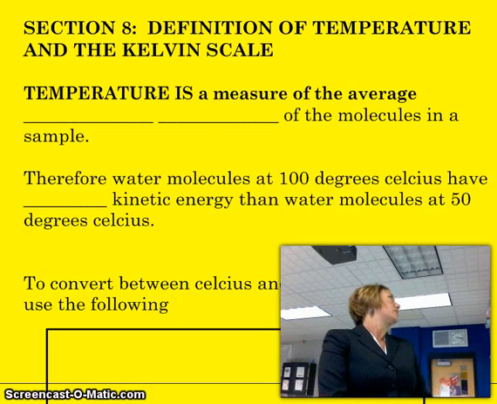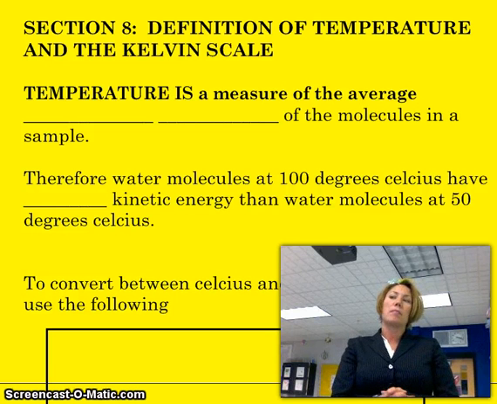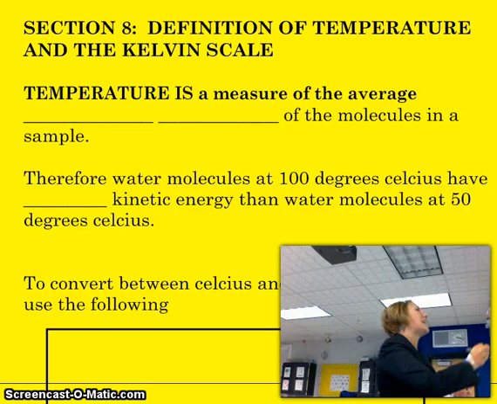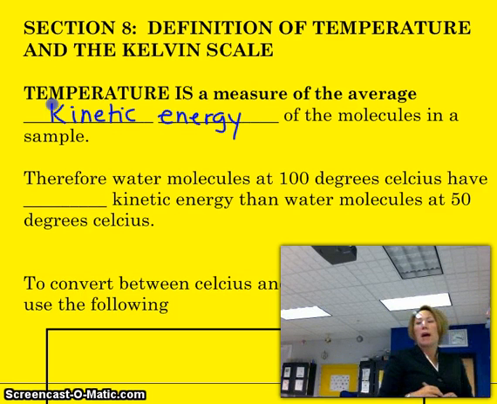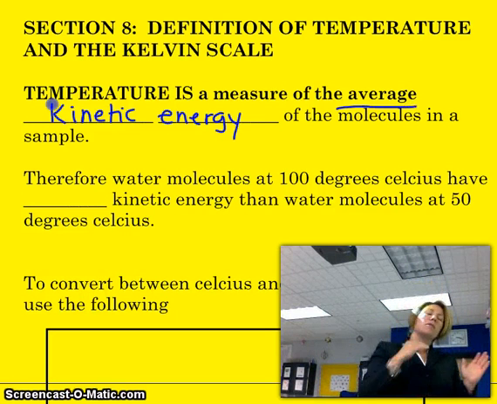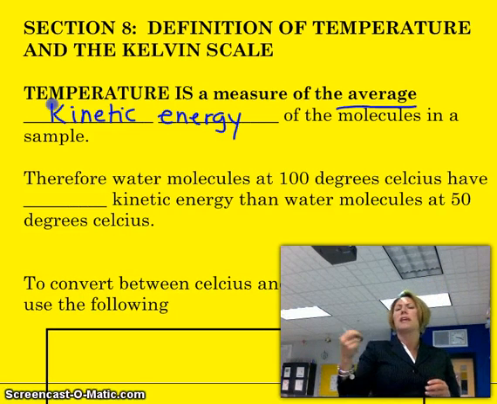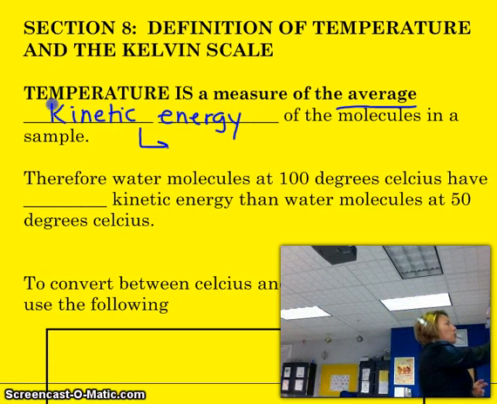Section 8 is the definition of temperature, and you really want to make sure that you don't confuse temperature with heat. Temperature is not a measure of heat, it's a measure of how quickly the molecules are moving. So we say temperature is a measure of the average kinetic energy of the molecules in a given sample. Keep in mind it's an average. Typically you should know that if you're in the gas phase, you have more kinetic energy than in the solid phase. If you forgot what kinetic energy is, it's energy of motion.